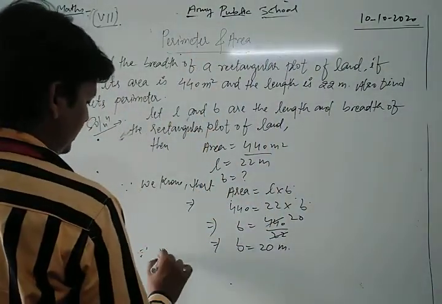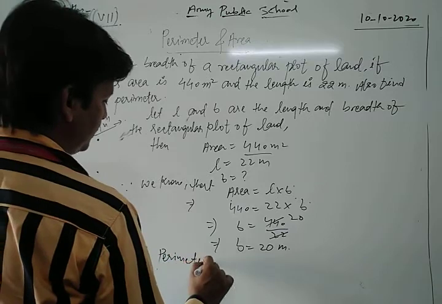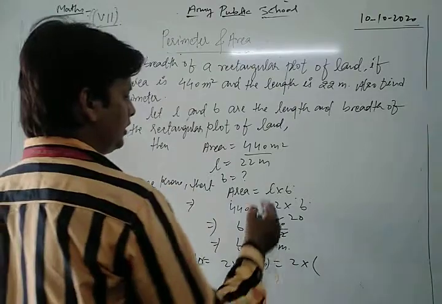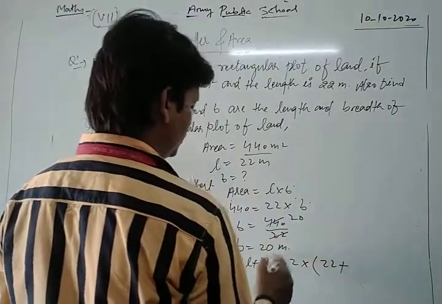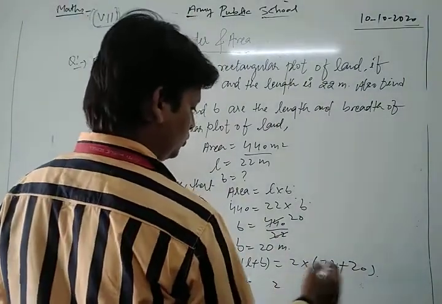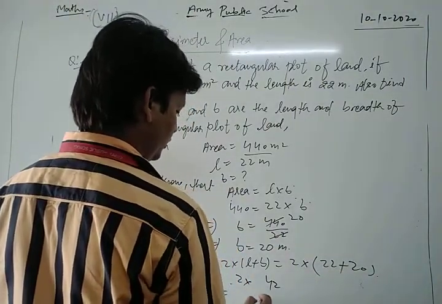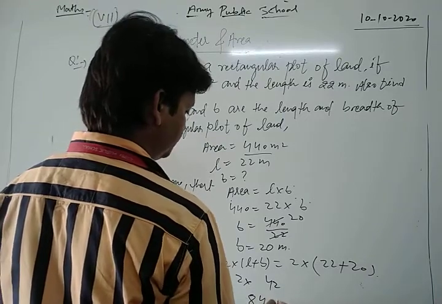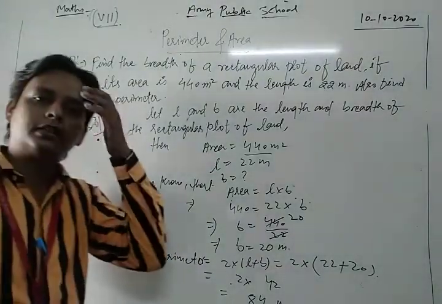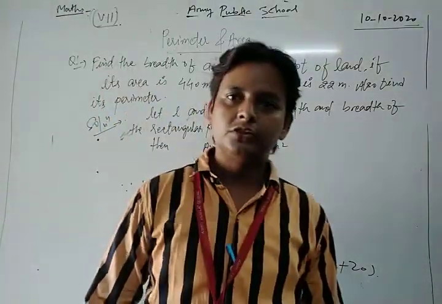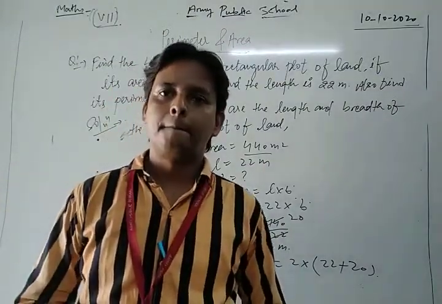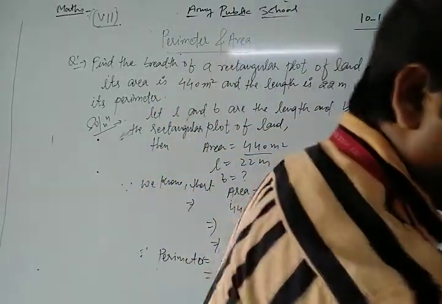So the formula for the perimeter of the rectangle is 2 into length plus breadth. So 2 into length, which is 22, plus breadth, which is 20. So we get 2 into 42, which is 84 meter. This is the perimeter of the rectangular plot. Thus, students, in this way you can solve each and every question of your NCERT exercise based on square and rectangle.